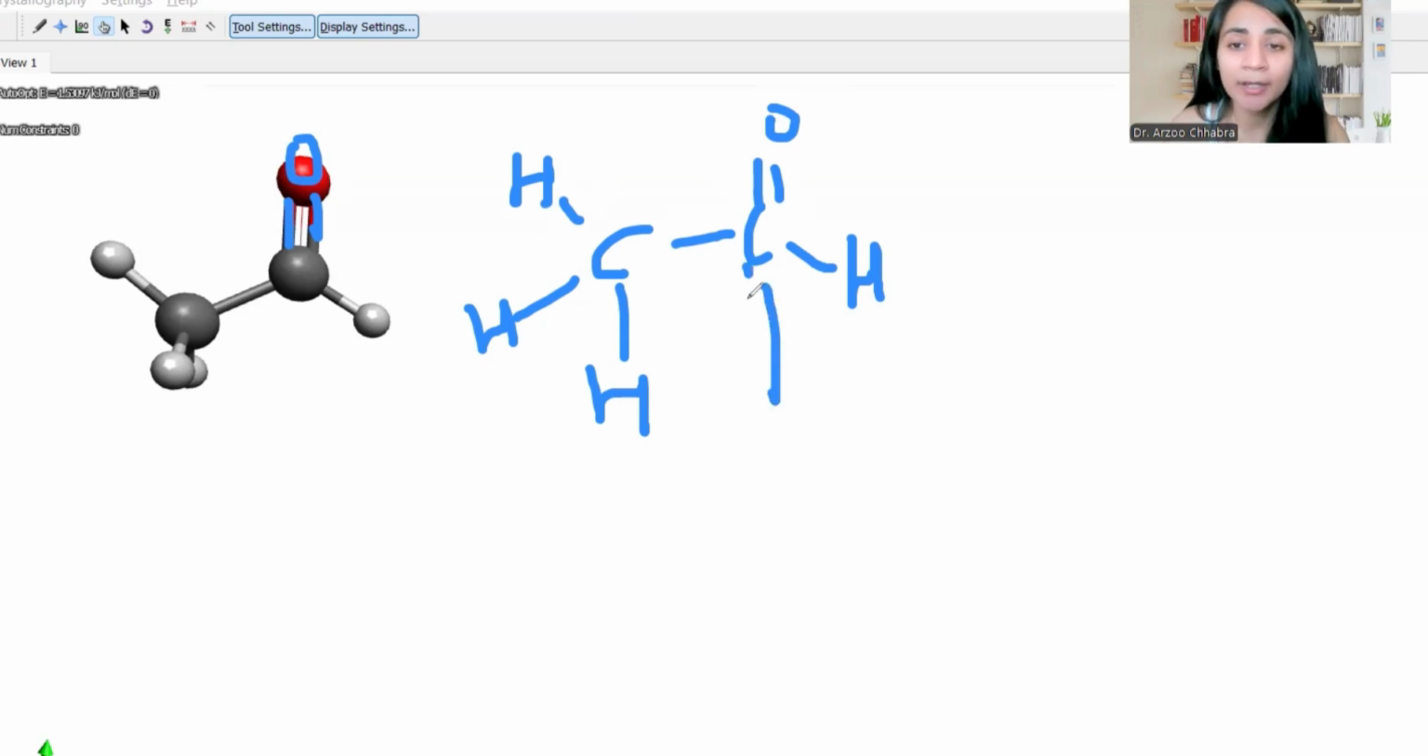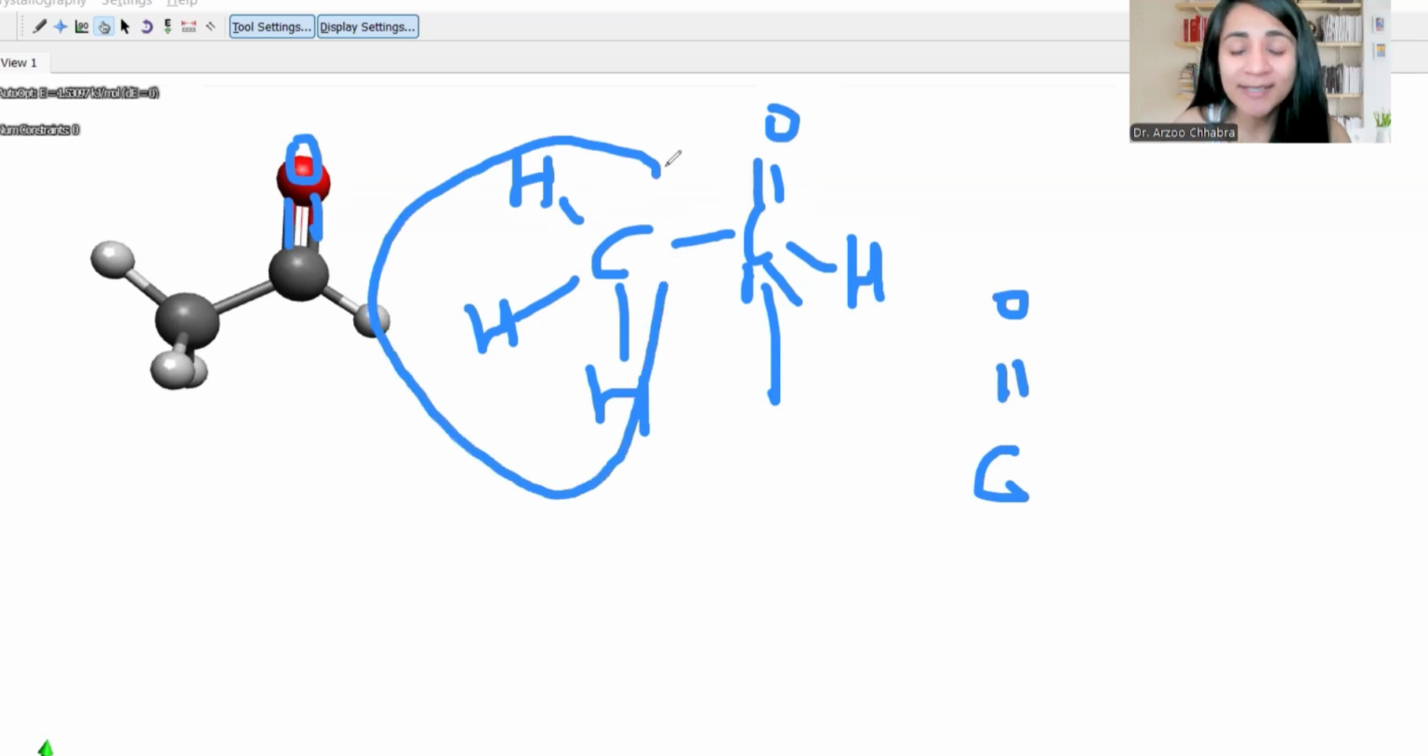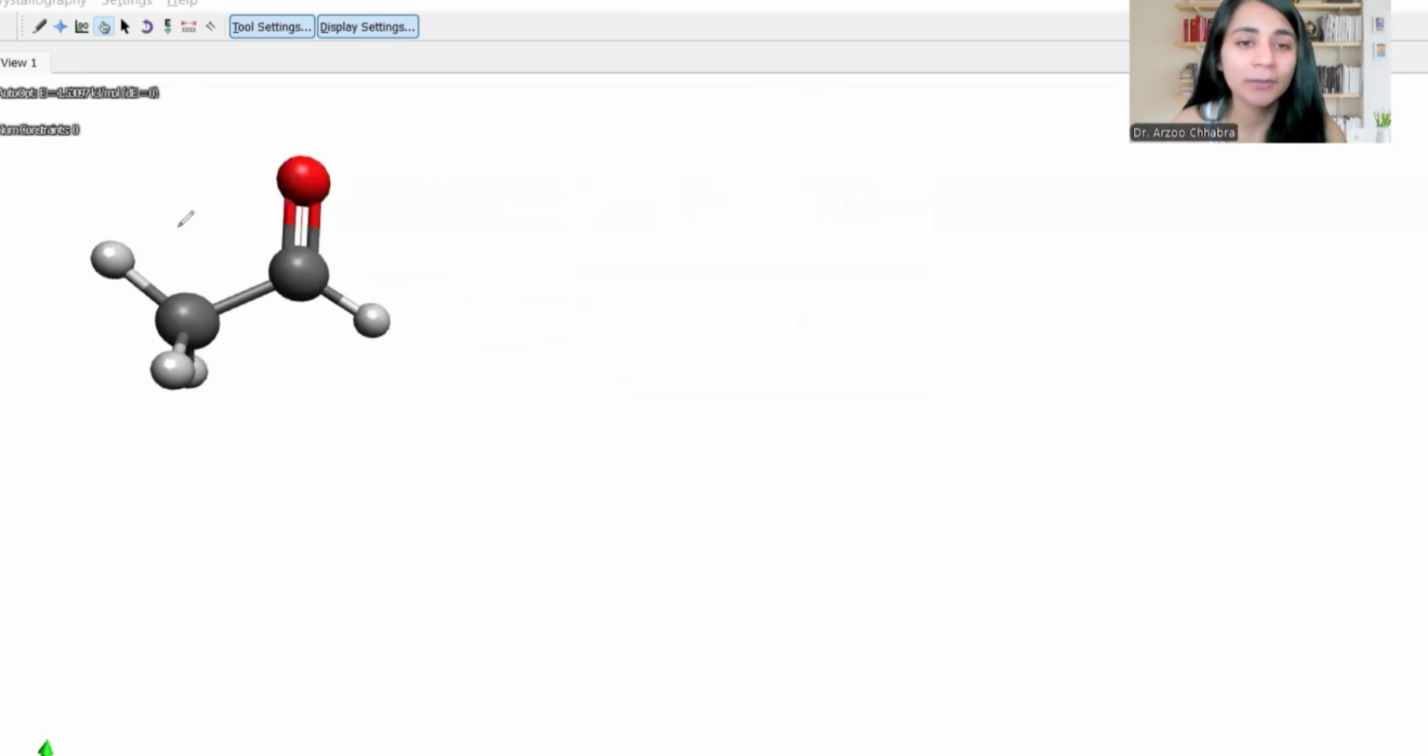So a carbon double bonded to an oxygen, right? Having a carbon chain on one side, and on the other side, if it has a hydrogen, right, that is now called an aldehyde, right? So if you look here, this is an oxygen. So carbon double bonded to an oxygen and having hydrogen on one of the sides is actually an aldehyde.